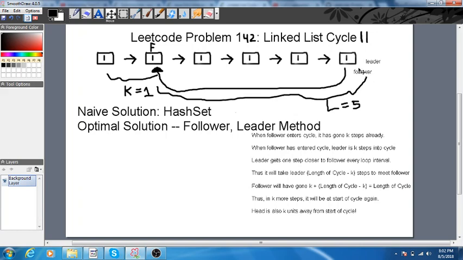So now what we can do is set our follower back to our head. And we can keep moving, saying follower equals follower.next, leader equals leader.next, until they're equal. So leader becomes here, and our follower becomes here. And then we can return this node when we're done. So I hope that makes sense.